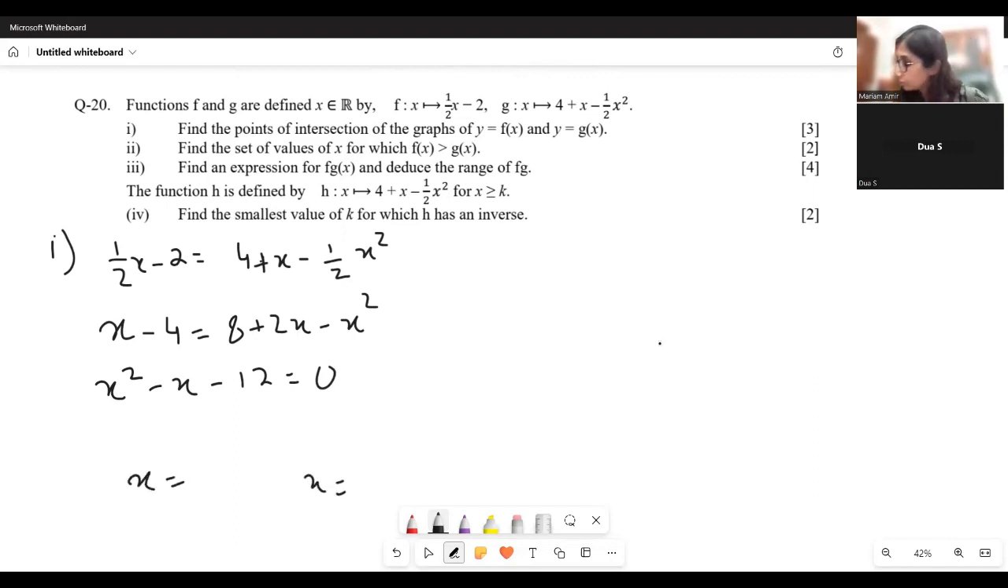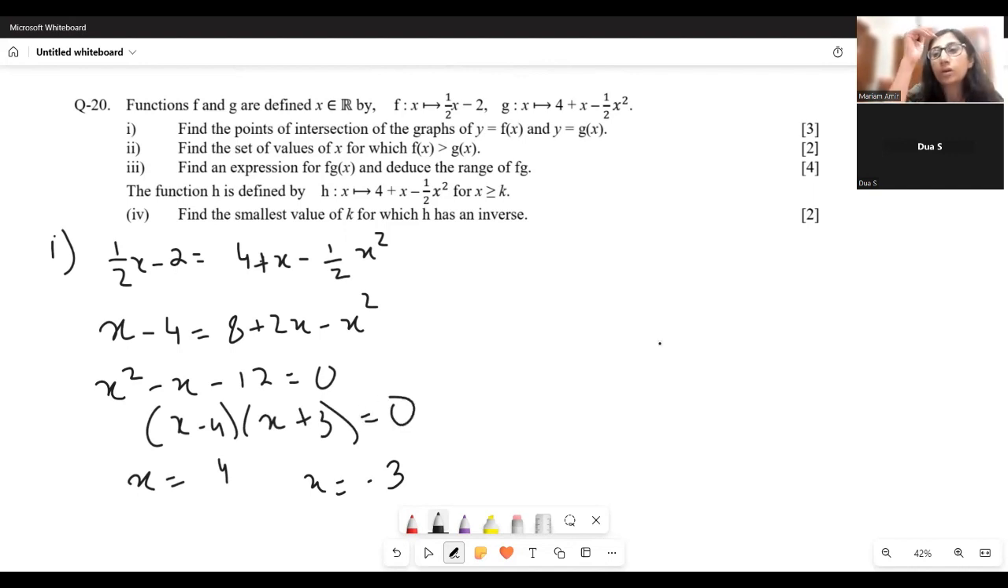If you directly use the calculator, you will get 4 and minus 3. So x minus 4 in one bracket, x plus 3 in the other bracket equals 0. You've shown the steps for factorization.